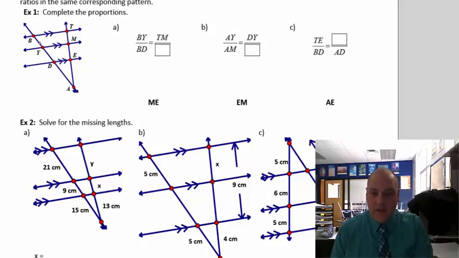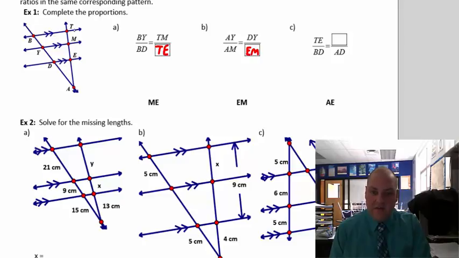So we're going to make some proportions here from this picture. BY right here is to BD, that's this whole piece right here, as TM is to this whole piece, TE. So that'll be TE. And I'm just going to redo this here. AY, this whole piece here, is to AM, as DY is to EM. Just have to match up the corresponding pieces.